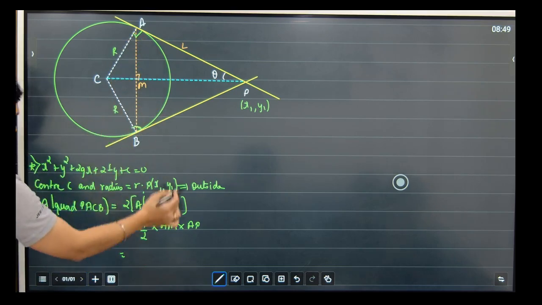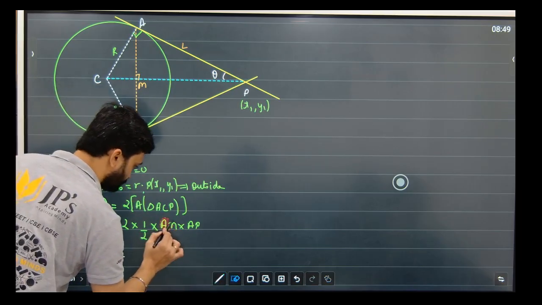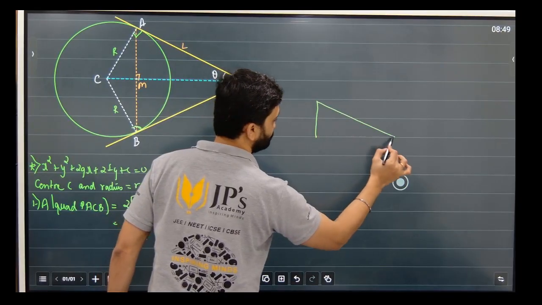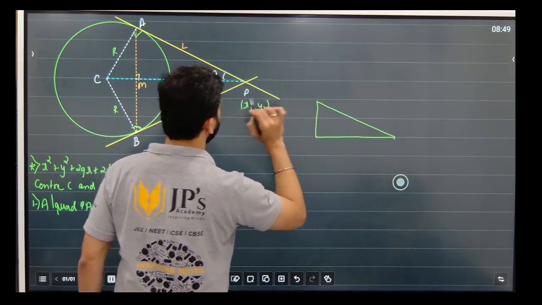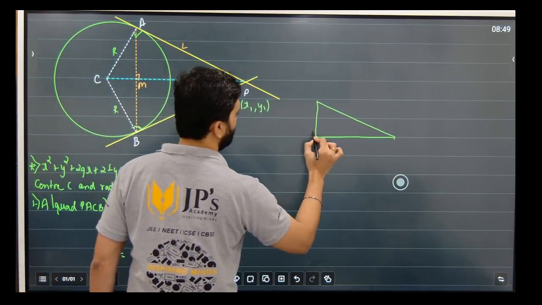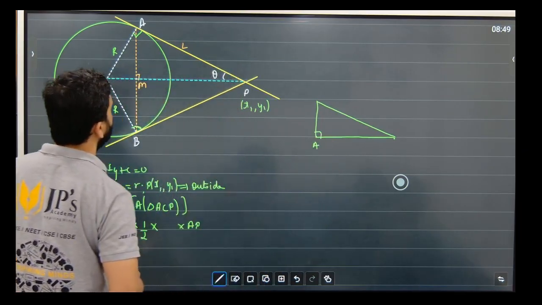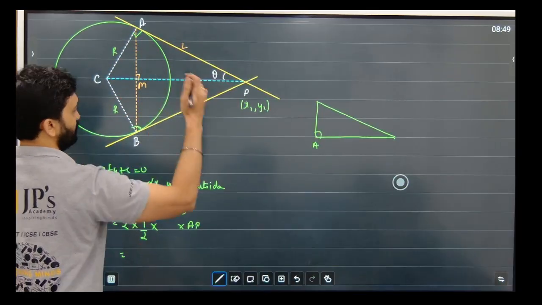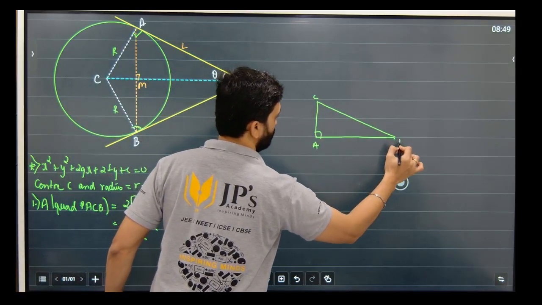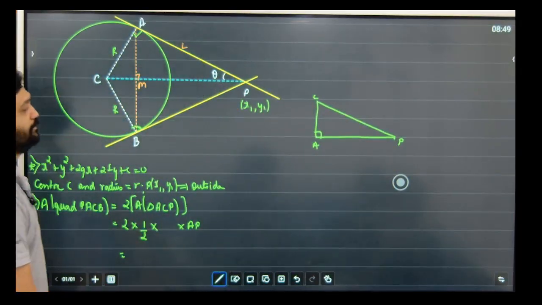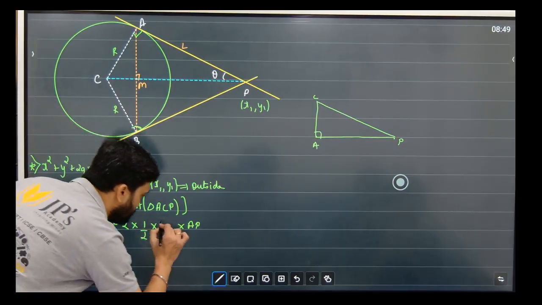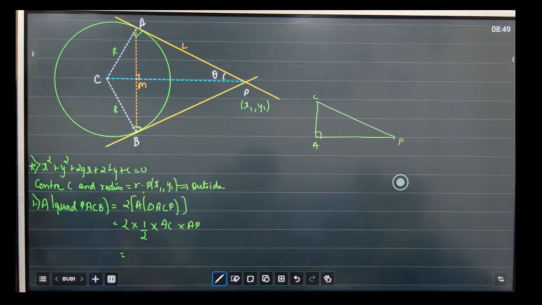If you pay attention, look at this. I'll draw it like this here. Imagine this is the triangle. It is right angle at A. I have just rotated it. So if I flip it, this is your C and this is your P. Now tell me, what will be the area of triangle ACP? It will be half into AC into AP. Did you guys understand this?